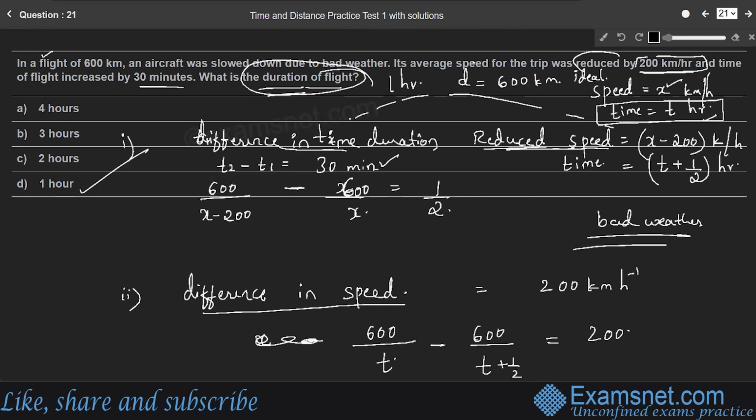On simplification, you will get some value of x. In ideal condition, 600 by x gives the time duration of the flight. So you will get the same answer, which is 1 hour. Option D is the right answer.